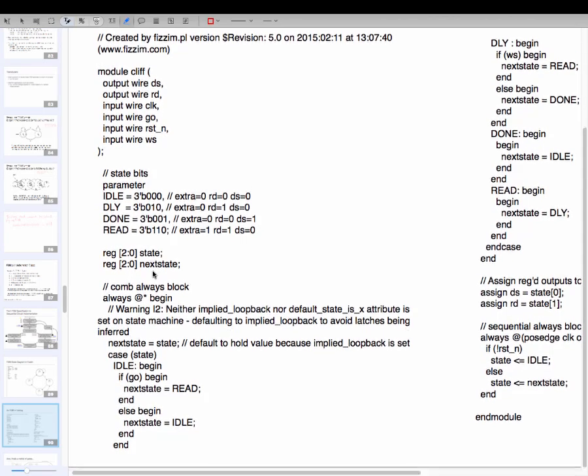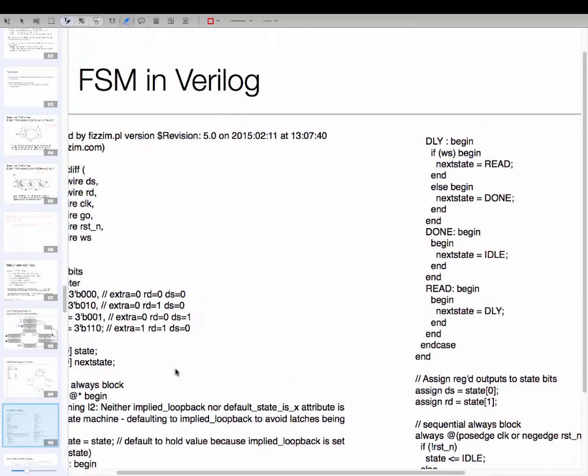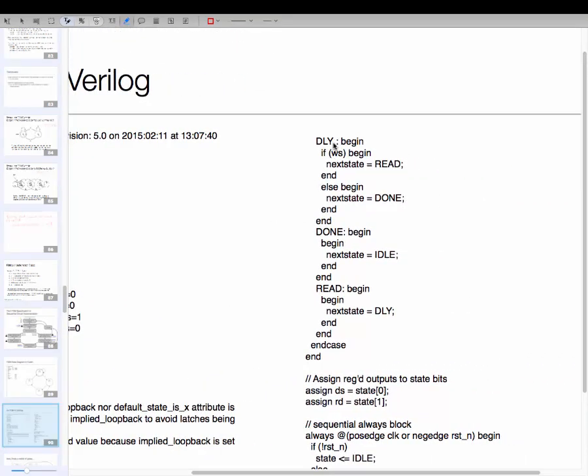And then, see, it even puts some helpful warnings and all. But the main part out here is the following. This case statement, which I'm sure you have seen in your programming classes, is basically saying, depending upon what the current state is, if the current state is idle, if I see a go, next state is read, otherwise next state is idle. And then on the right hand side, it does the same thing for other states. It says if I'm in delay state and if I see WS, then next state is read, otherwise next state is done, and so on. So it defines all that logic.